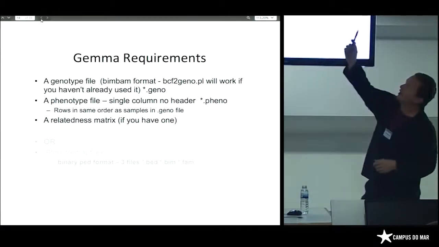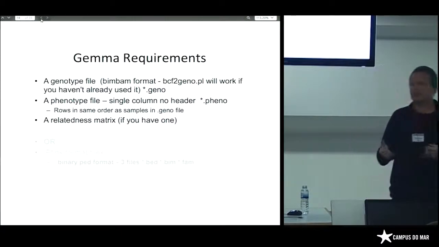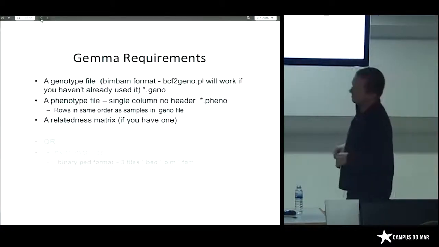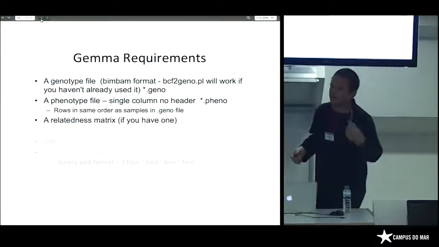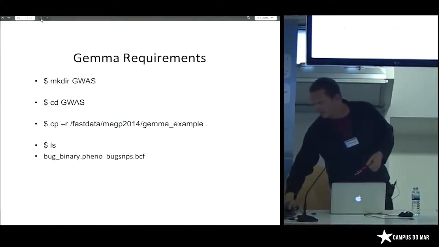So we need that file. We need a file with our phenotype scores in it, which can be continuous or it can be binary. In this case, we're using a binary one. And we need a relatedness matrix. GEMMA can generate the relatedness matrix for us, and we're going to do that right now.